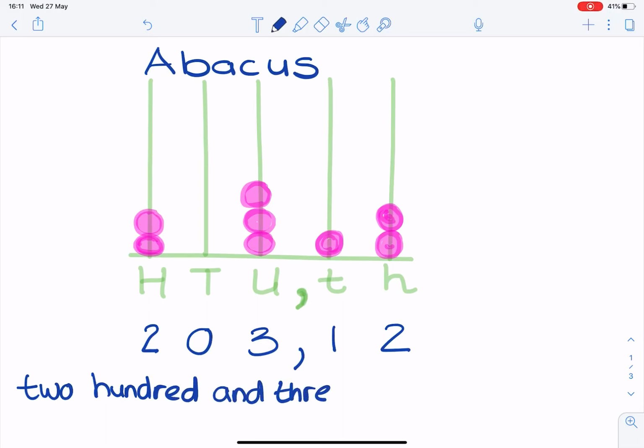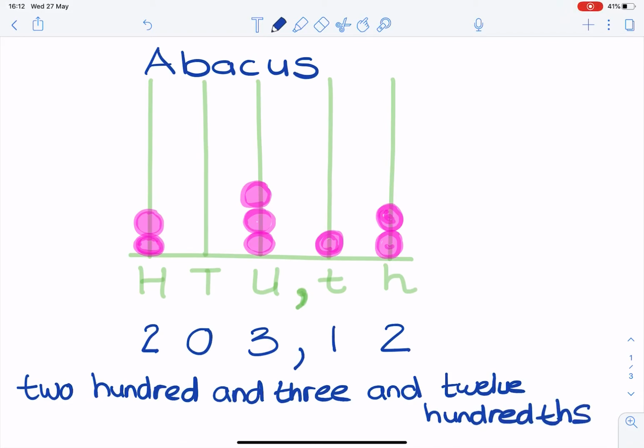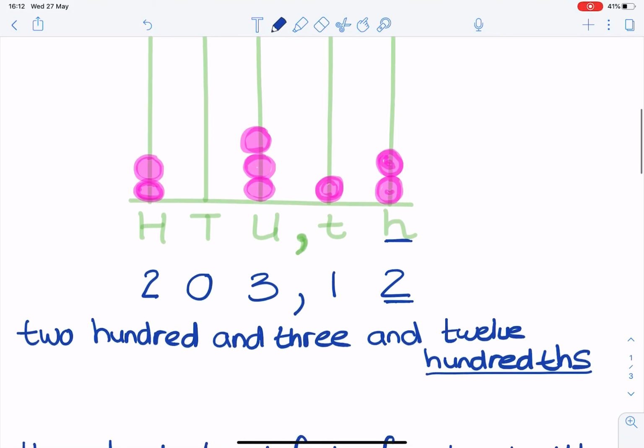203, those are our whole numbers. Now for our decimals. And 12 hundredths. Because it ends in the hundredths column, we call it hundredths. How would we write this in expanded notation?